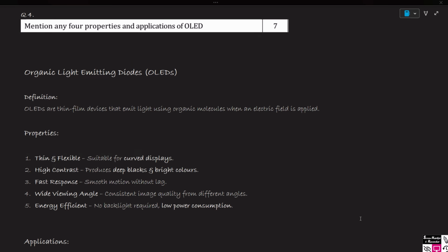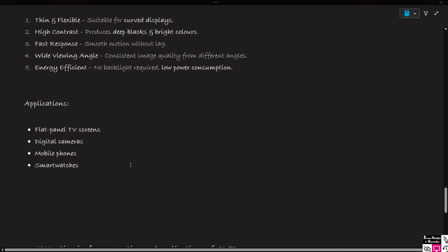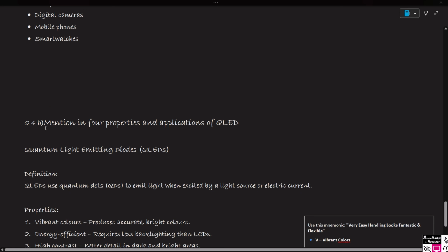Coming to its applications, we use them in daily life: flat panel TV screens, digital cameras, mobile phones, smart watches, curved monitors. Also, in many year papers, this question is asked.